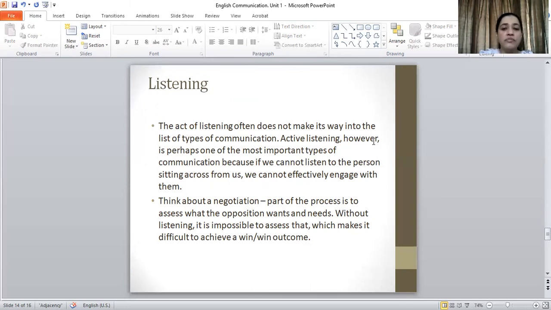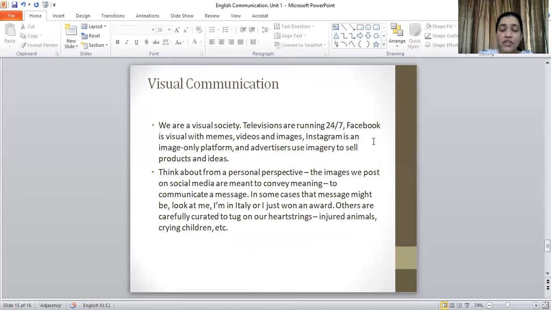Think about a negotiation. Part of the process is to assess what the opposition wants and needs. Without listening, it is impossible to assess that, which makes it difficult to achieve what we call a win-win outcome. A win-win outcome is where you arrive at a compromise and neither party feels that he has been cheated upon or that he leaves the meeting in an unsatisfied, unhappy manner. Right? So very important. Now, we move on to visual communication.